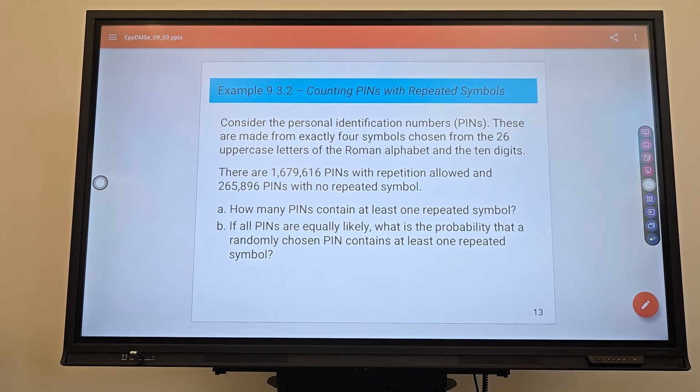Consider the personal identification numbers problem again. There are a little over 1.6 million pins with repetition allowed, and a little over 265,000 pins with no repeated symbol, as was calculated earlier. How many pins contain at least one repeated symbol? If all pins are equally likely, what is the probability of randomly choosing a pin that contains at least one repeated symbol?